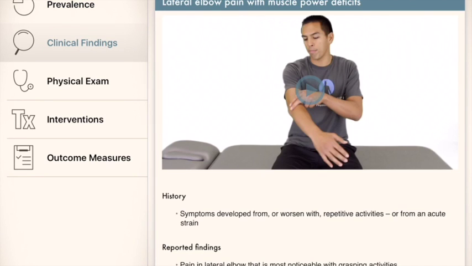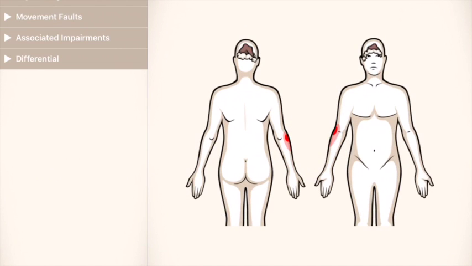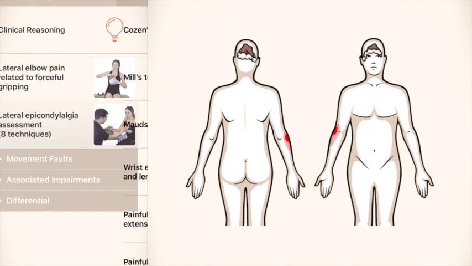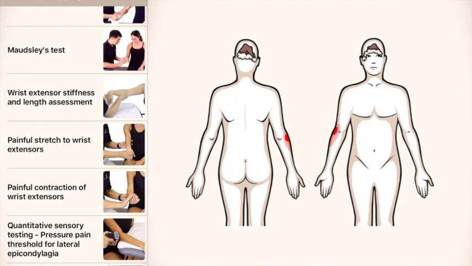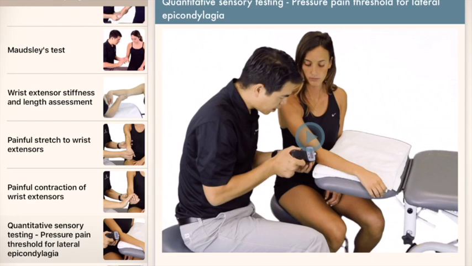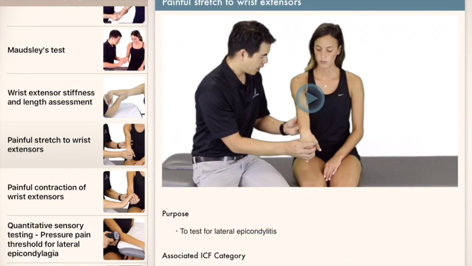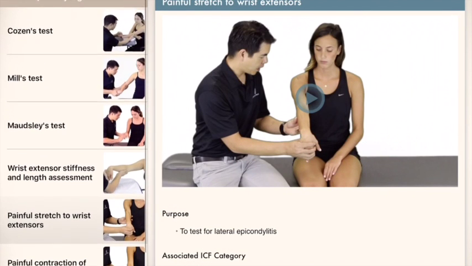When you watch the patient, you'll note they complain of lateral elbow pain that typically is worsened with gripping type movements. And in the physical exam, you'll note some of the key findings: pain with forceful gripping and pain with palpation. You'll see that here. We're using a pressure algometer. Not only are you assessing for pain with palpation, but also for signs of central sensitization, pain with contraction of the wrist extensors, stretch to wrist extensors reproducing the patient's symptoms, and a number of special tests.